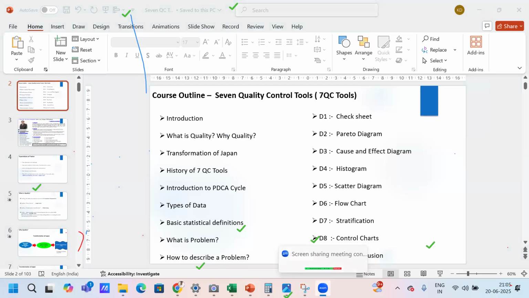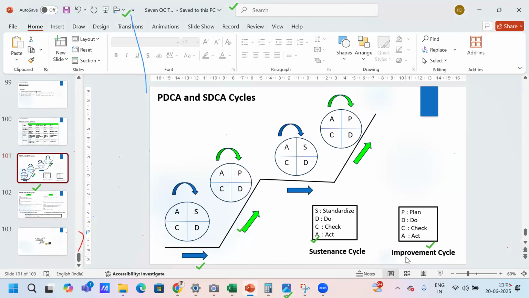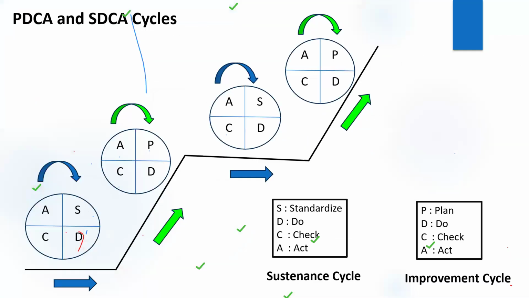Sir, can you give some brief of PDCA cycle? Actually, what are we doing that for, basically? I will tell you. So this is the PDCA cycle. When you want to improve anything, always use the PDCA cycle. And when you want to sustain anything, use the SDCA cycle.